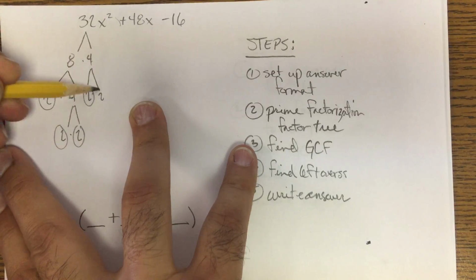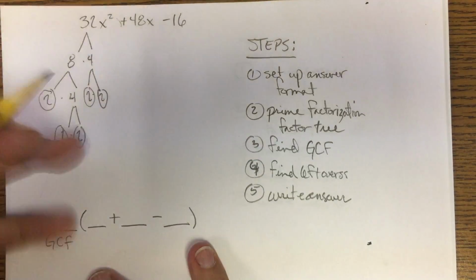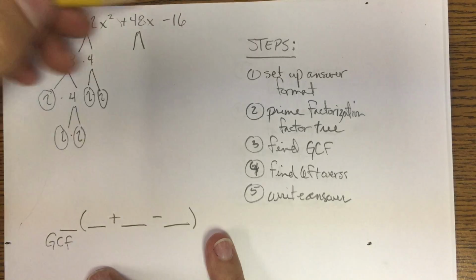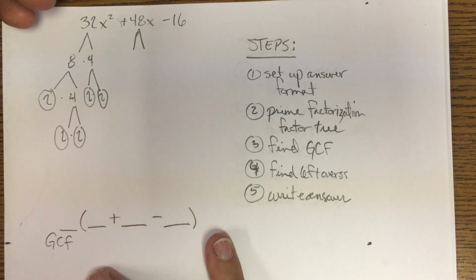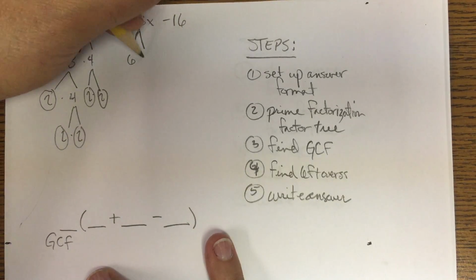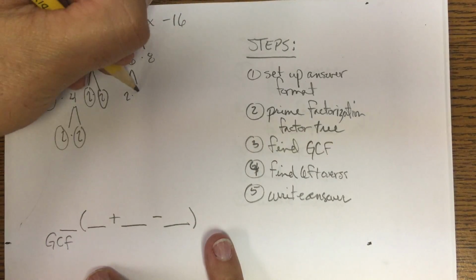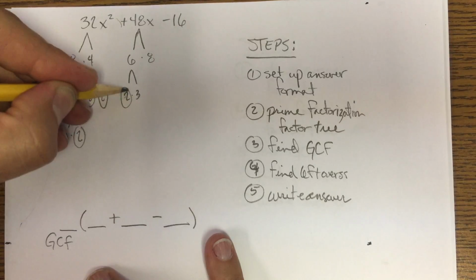2 times 2. All right, that's good. Now, what can I do to get 48? What numbers multiply to get 48? 6 times 8. What numbers multiply to get 6? 2 times 3. And we know that these are prime numbers.